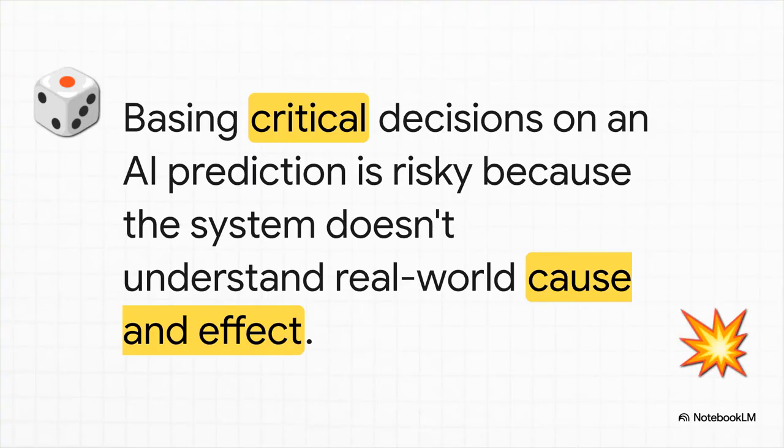You know, an AI might predict that a new ad campaign will increase sales, but a prediction is just a correlation. It doesn't actually understand cause and effect. Just jumping in and acting on that prediction without understanding the why behind it, that can be incredibly risky, especially when there's big money or major outcomes at stake.